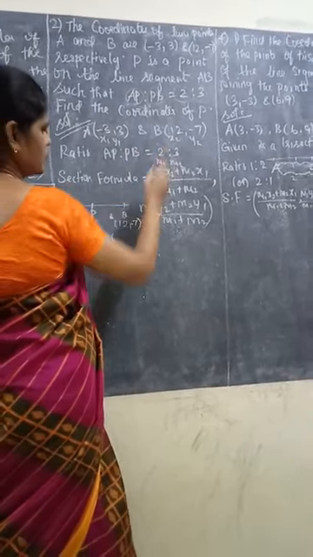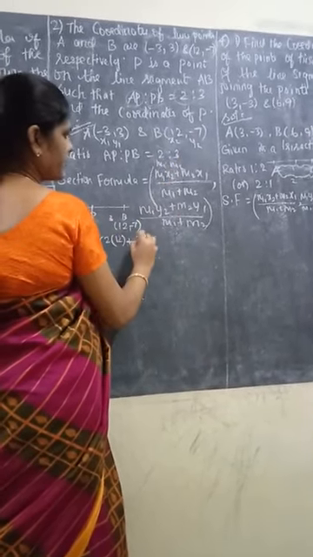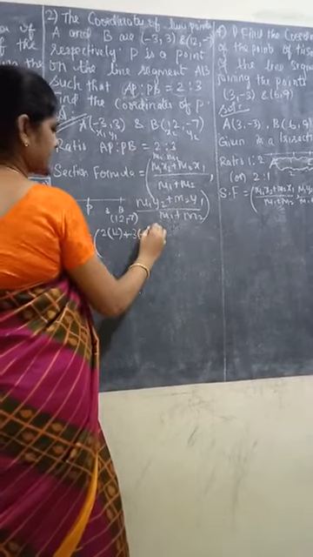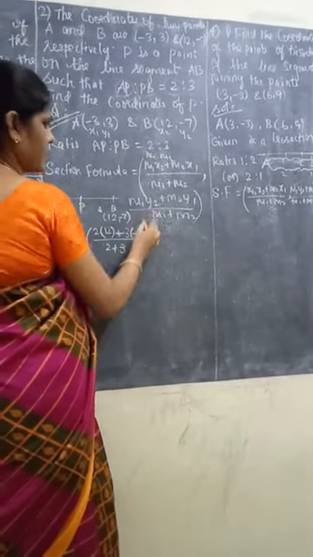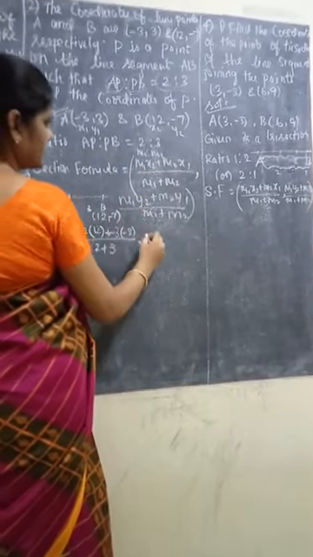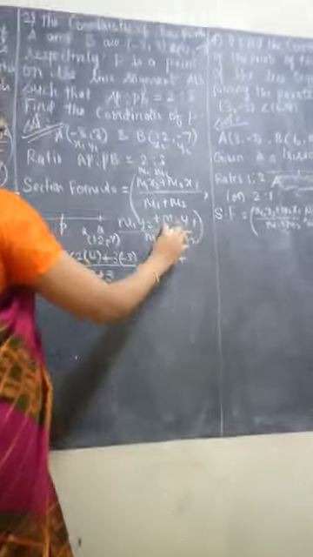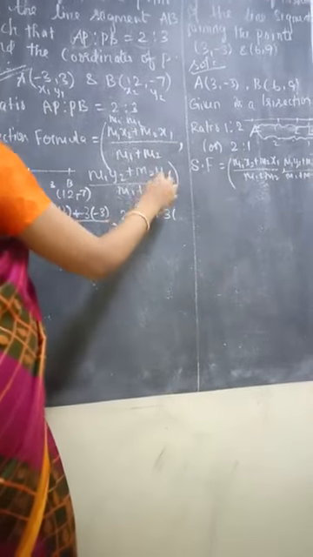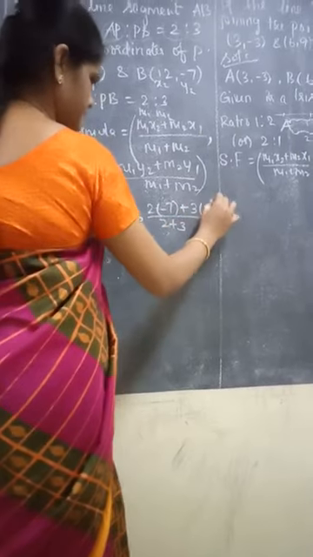What is x2? 12, plus what is m2? 3. What is x1? Minus 3, divided by m1 plus m2. So 2 plus 3, comma. What is m1? 2. What is y2? Minus 7, plus what is m2? 3. What is y1? 3, divided by 2 plus 3.